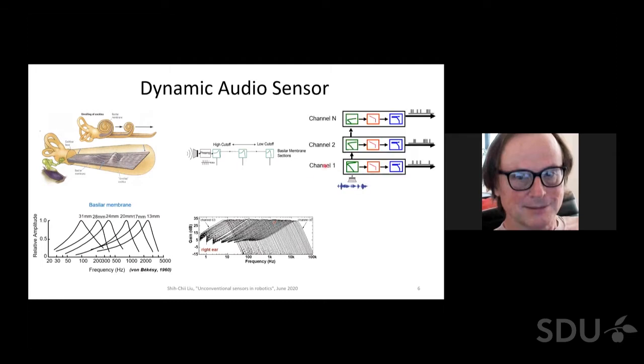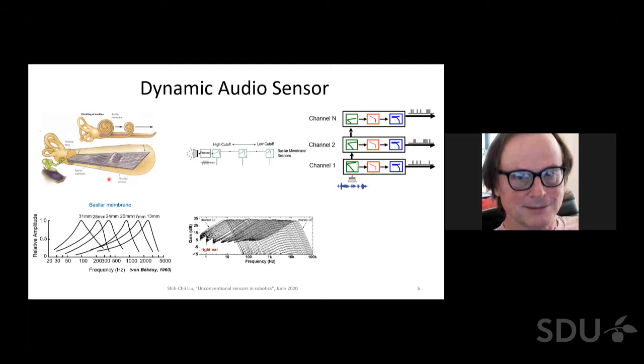So now for each channel, in addition to the filter, we also added a model of the inner hair cells. So what I haven't shown here is there are a set of cells that sit here on the membrane that transduce the vibration of the fluid into electrical signal. And if you look at the functionality of the cells, it looks like a halfway rectifier. And so we built a halfway rectifier circuit here.